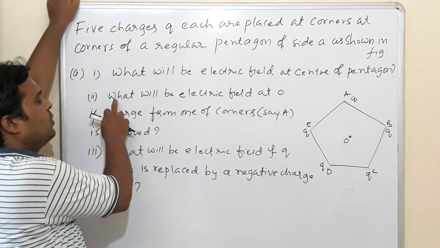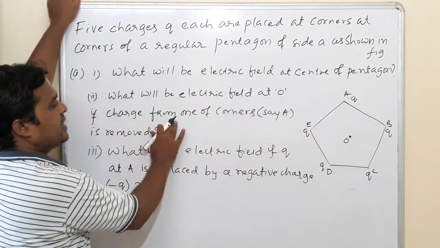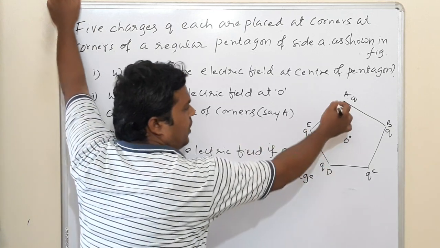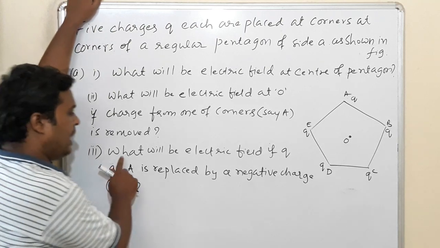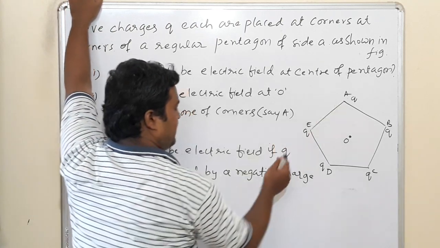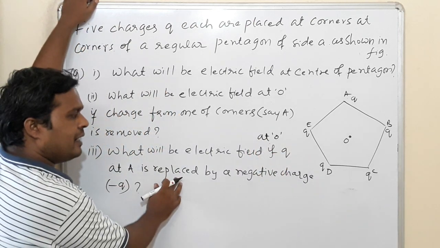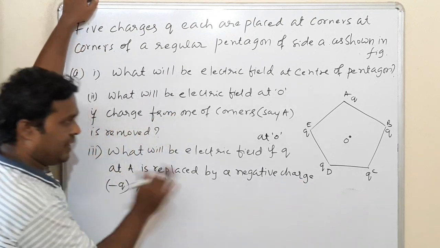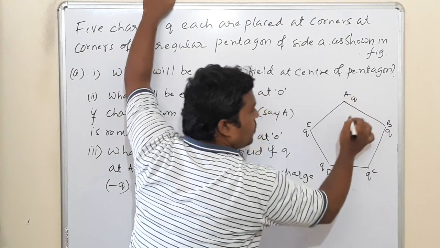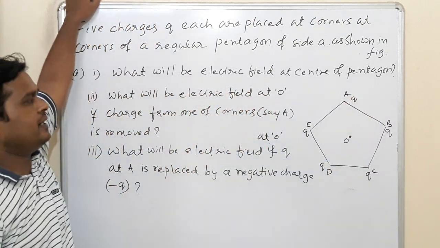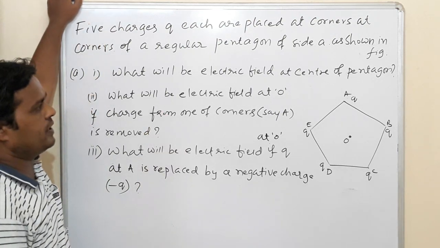Then what they asked: what will be the electric field at O, at the center, if the charge from any one of the corners is removed? And what will be the electric field at O, the same point, if Q at A is replaced by a negative charge minus Q? If we remove this Q and replace it by minus Q, then what will be the electric field at the center? Just make a note of the question, write the question, we will solve it.